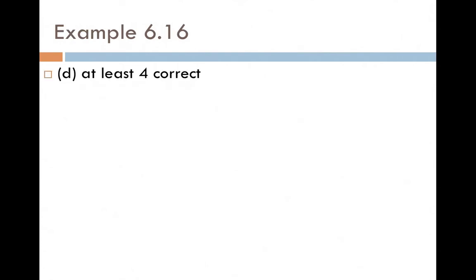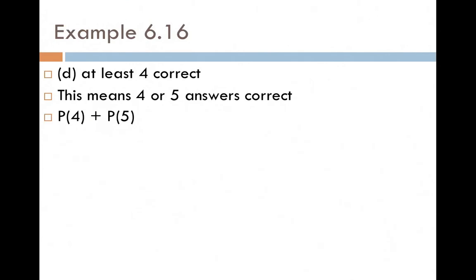Okay, so let's take a look at least 4 correct. At least 4. Recognize that that means 4 or 5, which means we're going to go to our calculator and add up the probability of getting 4 correct plus the probability of getting 5 correct. N and P are the same. It's still 5, still 1/4. We're going to change the X value from before to 4, and then we're going to add the same thing with an X value of 5.